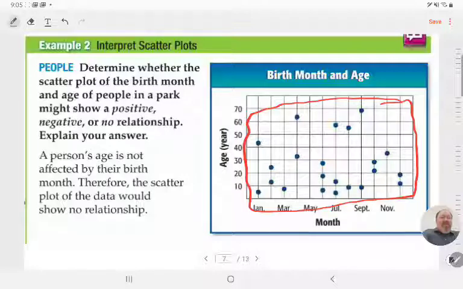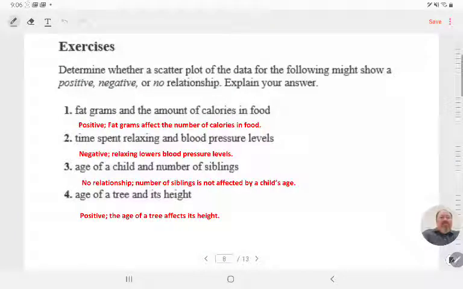So in other words, the month that you were born in has no bearing on the age or the year. So I could say a person's age is not affected by their birth month, and it would be no relationship. So let's take a look at these.